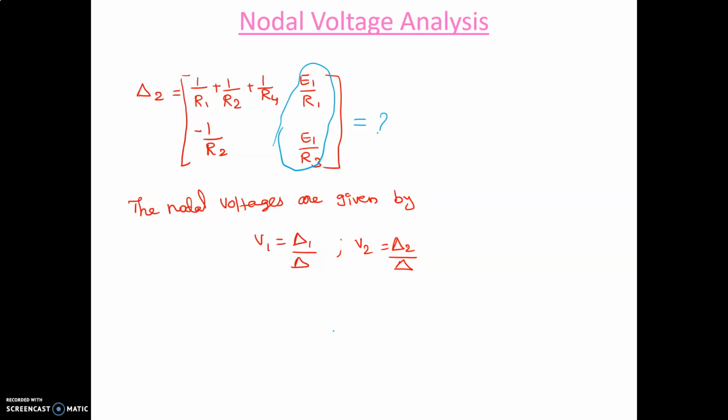After calculating the value of del 1 and del 2, we can easily find the nodal voltages V1 and V2. Here we have to find these two values alone, V1 voltage and V2 voltage. So V1 is equal to del 1 by del and V2 is equal to del 2 by del. Solving this, we will get some value for the nodal voltages. So this is the way we have to solve the nodal analysis problem.